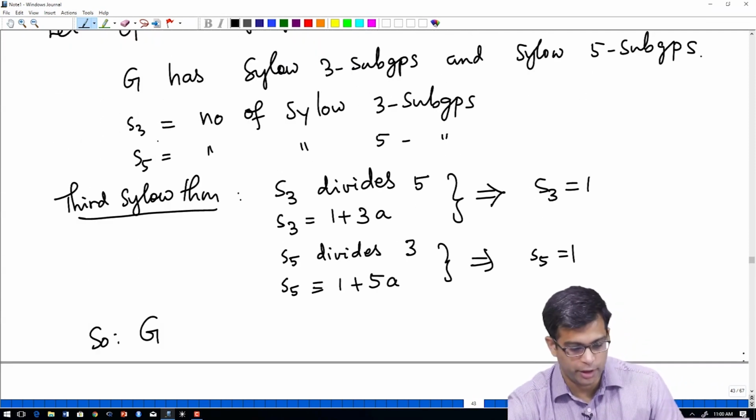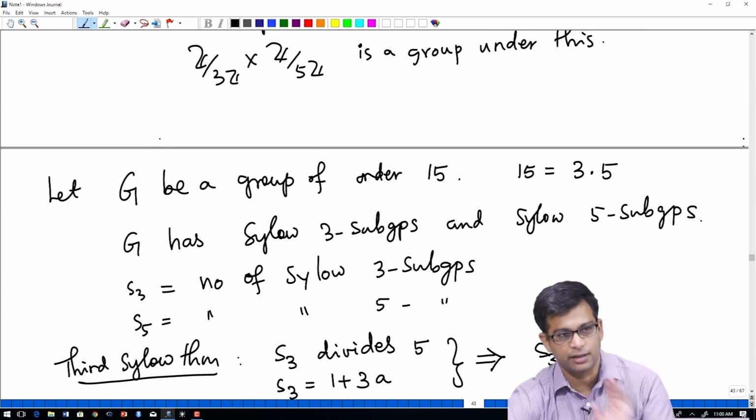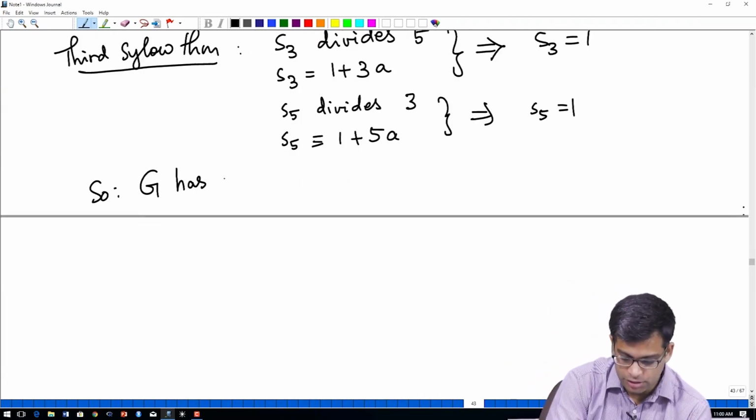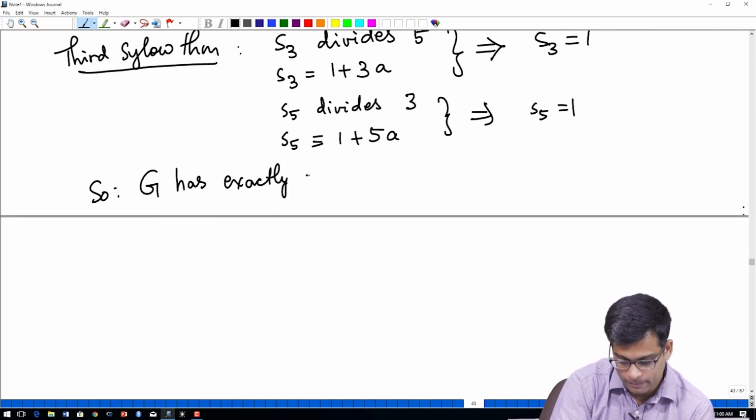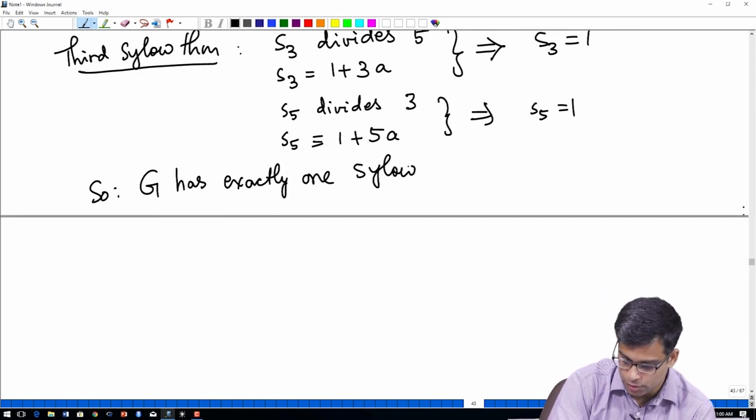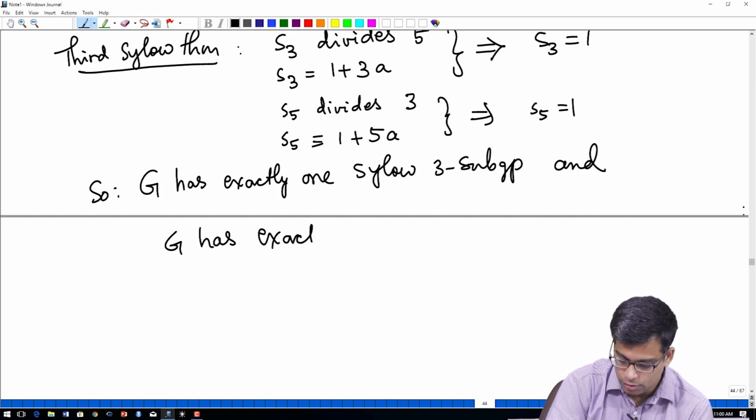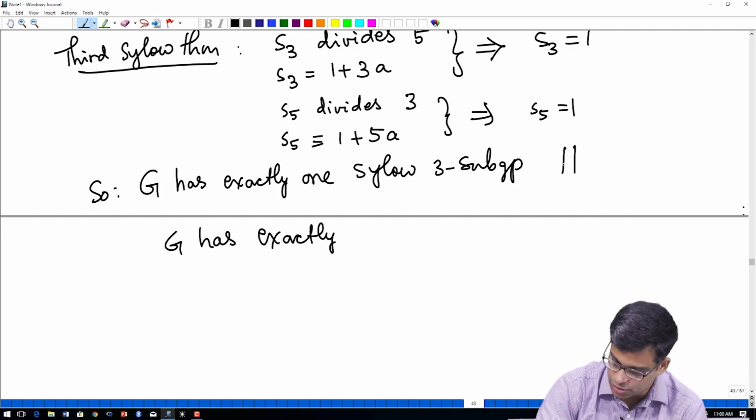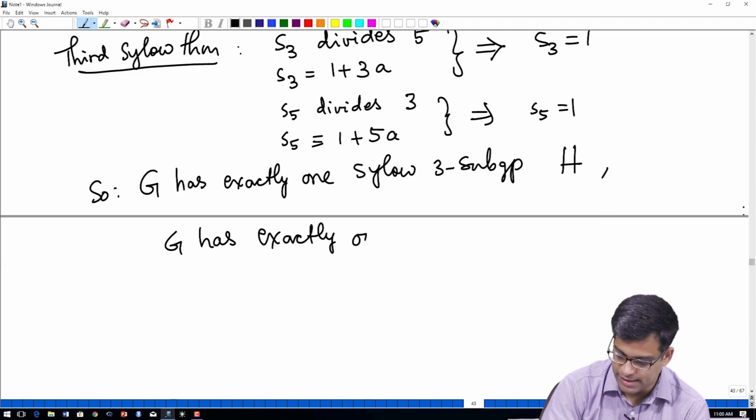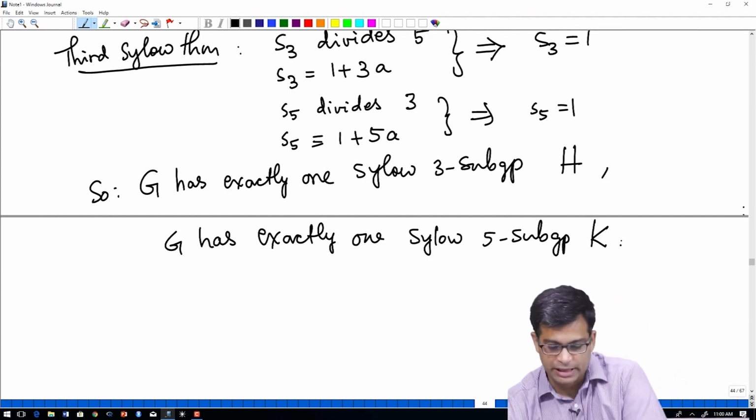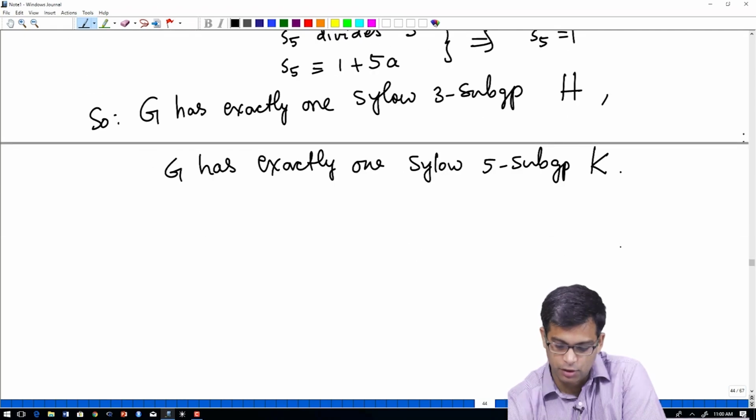So, in other words, G, remember the whole point is that we know nothing about G, other than that it has order 15, but using only that we say G has exactly one Sylow 3 subgroup, let us call this H, and G has exactly one Sylow 5 subgroup, K. So, it has exactly one Sylow 3 subgroup and exactly one Sylow 5 subgroup.